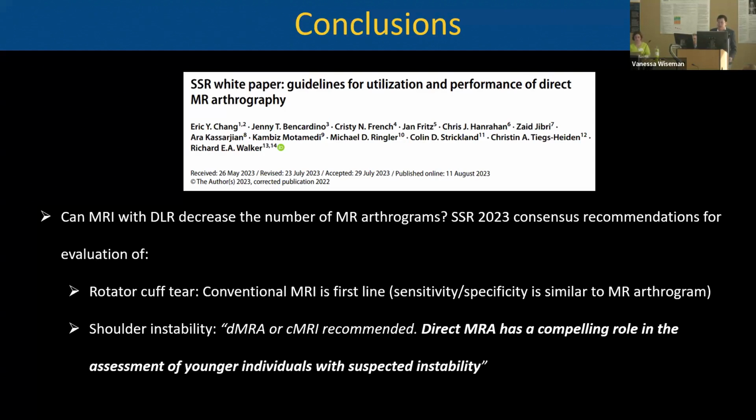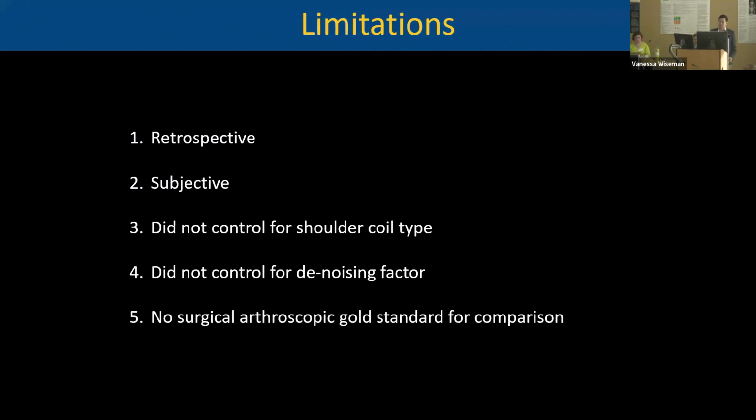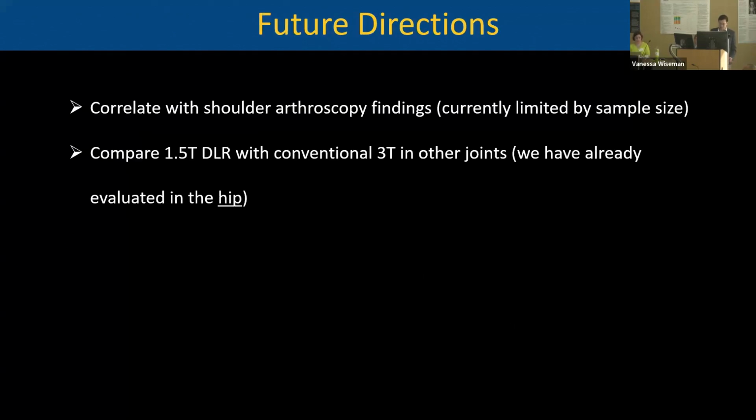But potentially as deep learning reconstruction becomes more advanced and the image quality gets better and better, we may be able to reduce the need for invasive arthrograms. Some limitations of our study: it was retrospective and subjective, and there were certain factors that we didn't control for, such as the shoulder coil type or denoising factor. And unfortunately, we didn't have surgical arthroscopy findings for comparison.